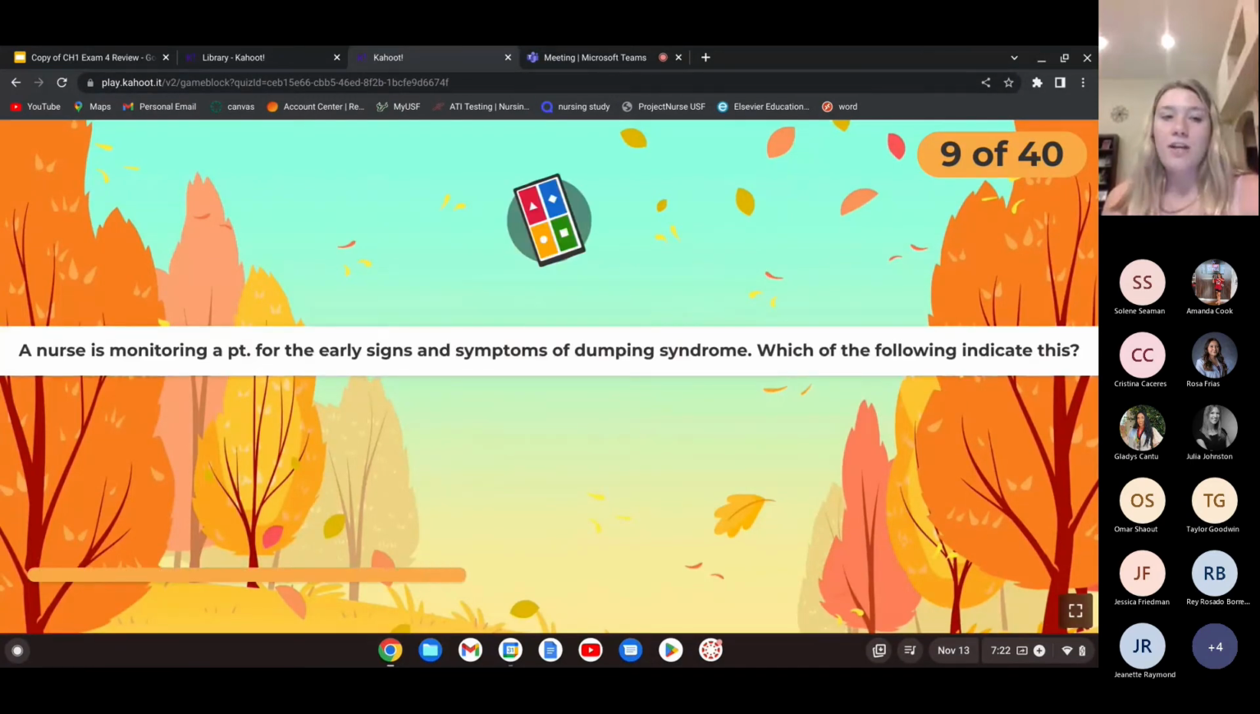A nurse is monitoring a patient for the early signs and symptoms of dumping syndrome. Which of the following indicate this?